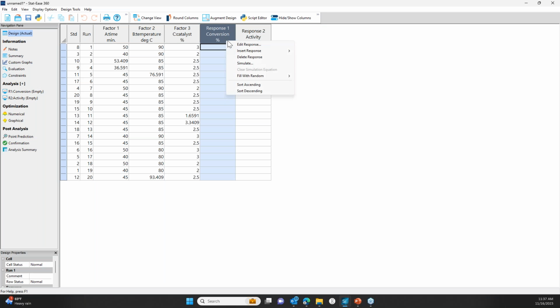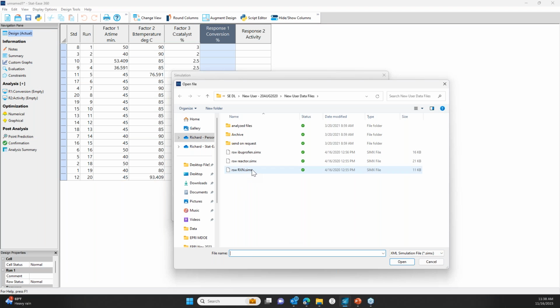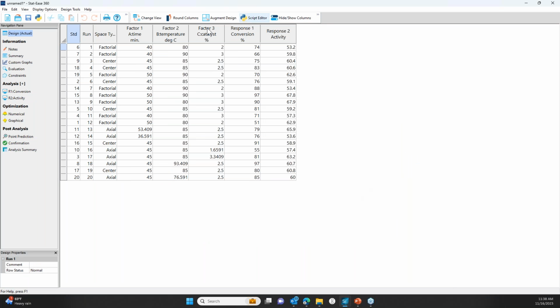Well, here it is. So let's get our data. And we'll load an existing simulation. This one's going to be called reaction. And there it is. So I have these different run conditions and the conversion and the activity achieved. Well, now we need to analyze both of the responses one at a time.